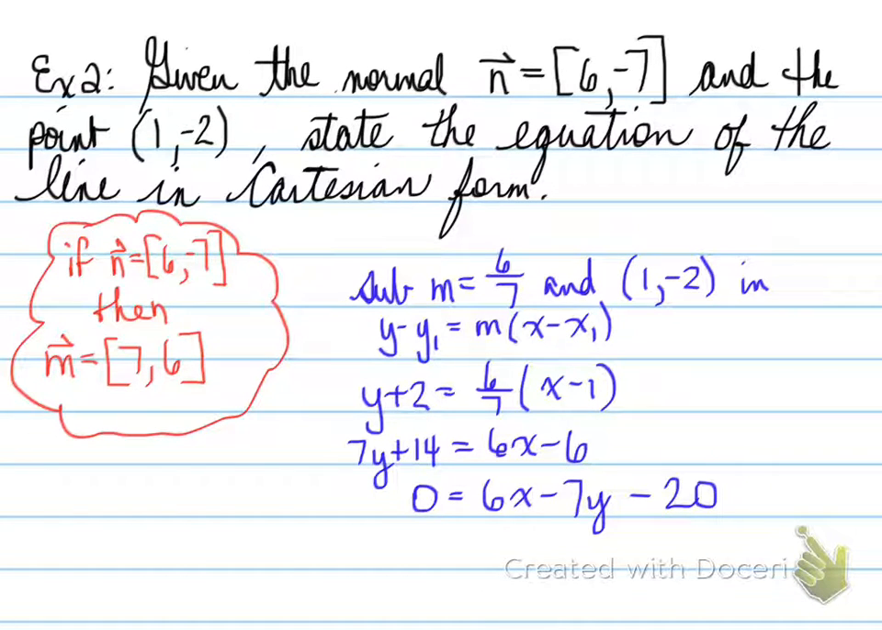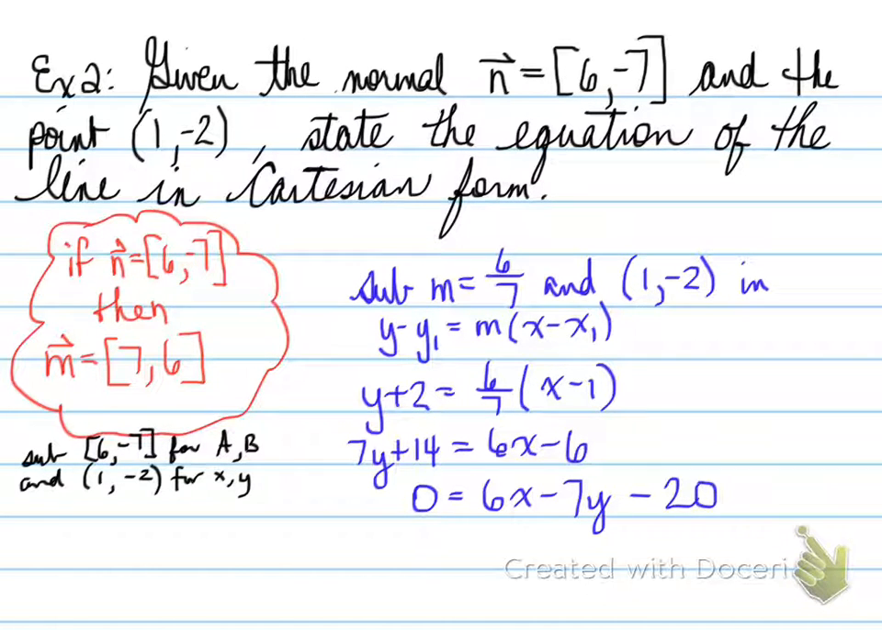that we're missing. Another way we could have done this, had we approached this question a different way, is I could have subbed 6, negative 7 for A and B, and we could have subbed the point 1, negative 2 for x and y, and we could have gotten our equation that way because we're only missing our c value for the Cartesian equation.